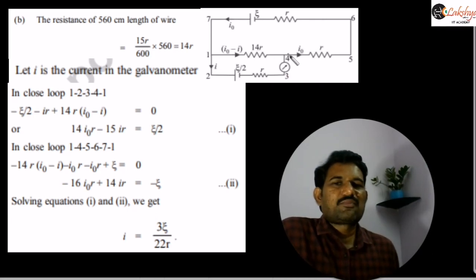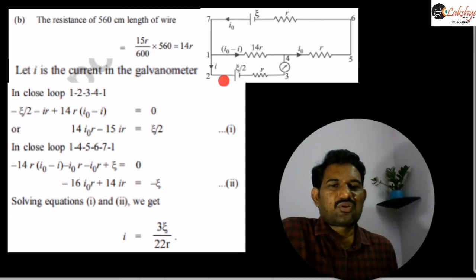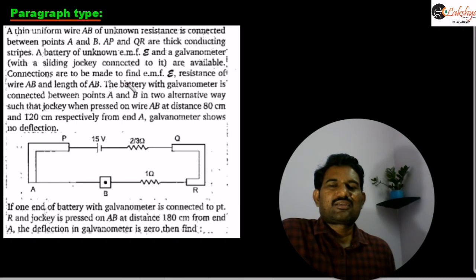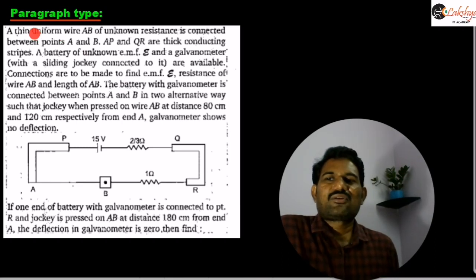If it is touched at a point less than the balancing length, then this current will also flow here. That means, with the knowledge of this balancing point, you can decide the direction of this current. Even if you are confused, in Kirchhoff's law there is no problem regarding the direction of the current. You can assume the current direction anyway, right? Now let us see this paragraph question here.